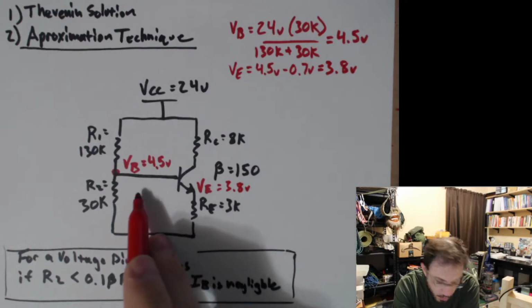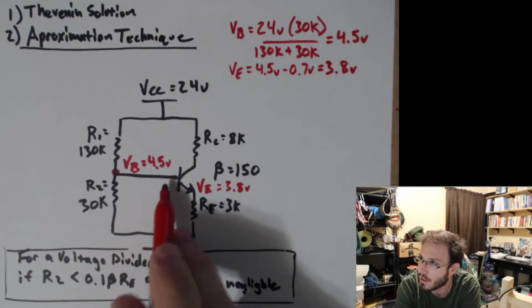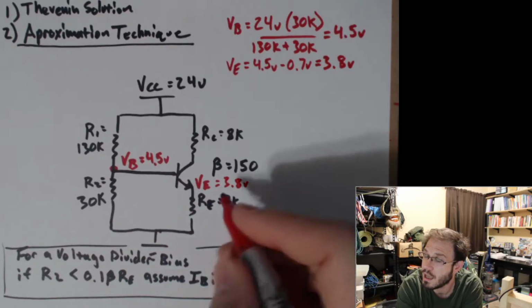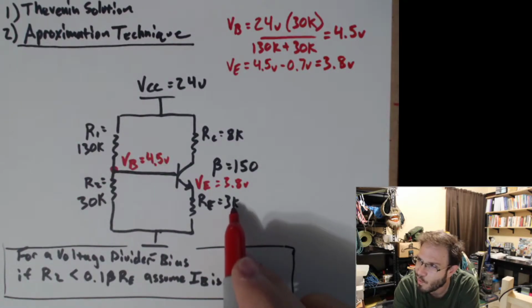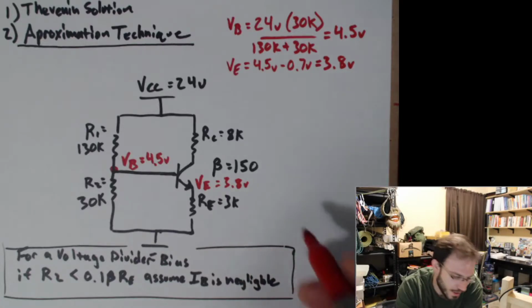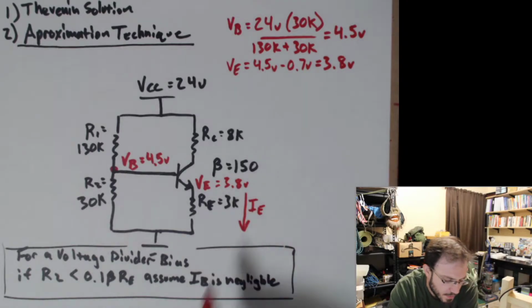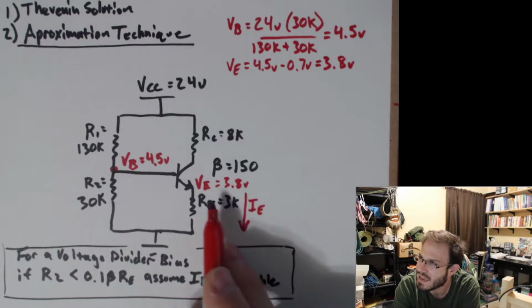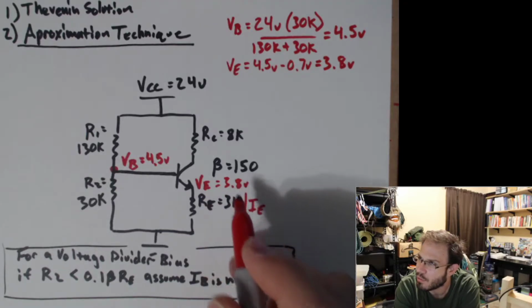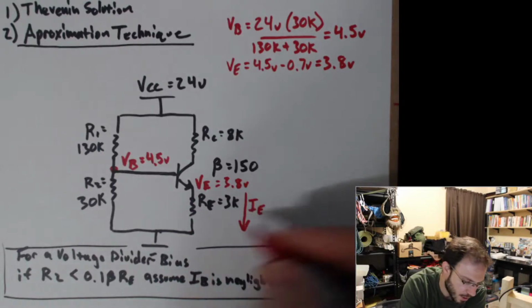Well, again, we're assuming that we have 0 current entering, or that this is so small that it does not make much difference to our equation. As I said, this is an approximation technique. So now if we want to figure out the emitter current, IE, we can just apply Ohm's law. We have the value for the resistance across this emitter, 3K, and we have 3.8 volts across it. So 3.8 volts divided by 3K should give us the current flowing through this emitter resistor.